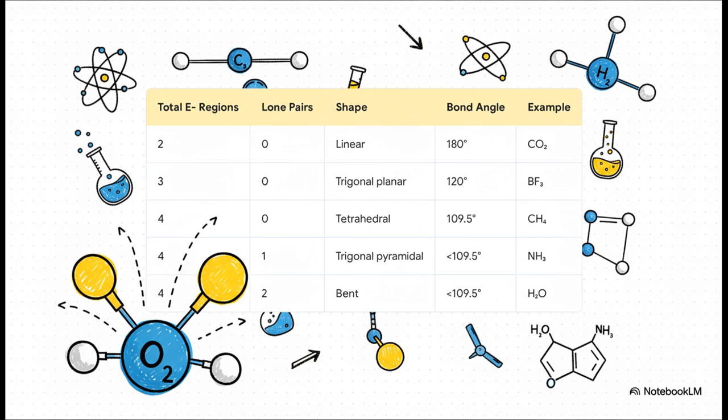2 regions, they get as far apart as possible, 180 degrees, making a straight line, just like CO2. 4 regions, that gives you a perfect tetrahedron. But here's the twist. Look at those last 2 rows. When some of those regions aren't bonds but are lone pairs of electrons, the shape we see gets a different name, a name like bent.